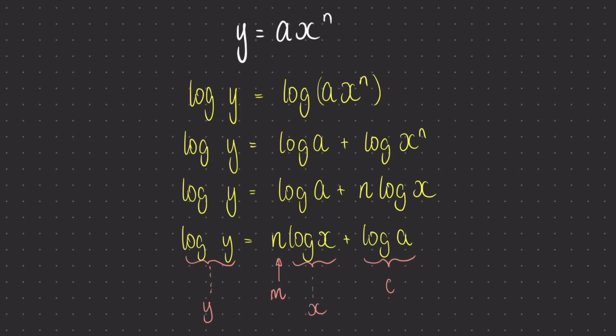So you can see that we've taken this nonlinear relationship y = ax^n, and by applying logarithms, we have been able to write it in a form that is very similar to a straight line equation. In fact, now we can take this final line, this final expression, and try plotting it on a graph.